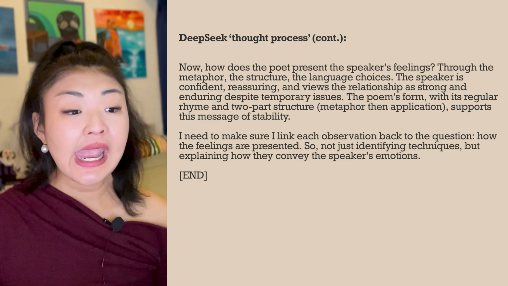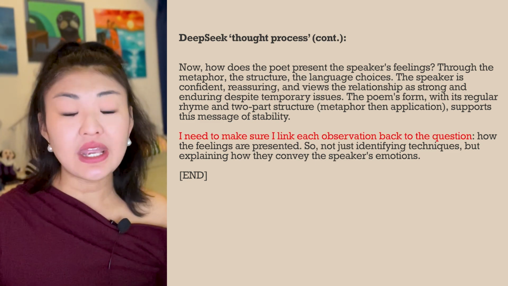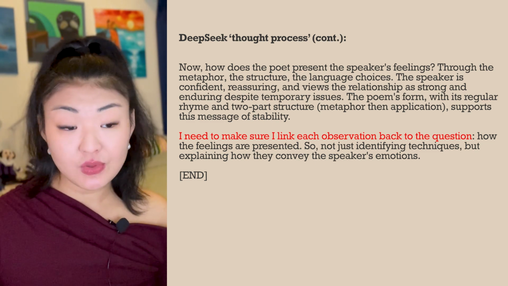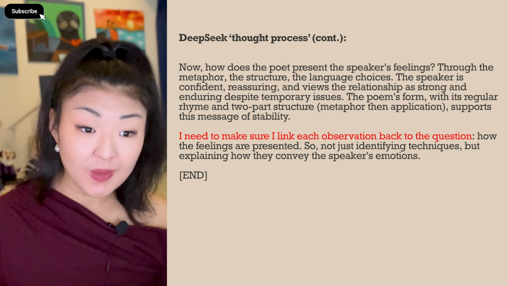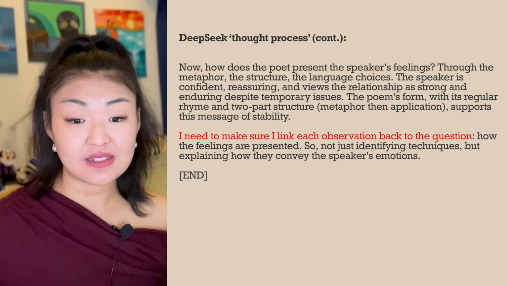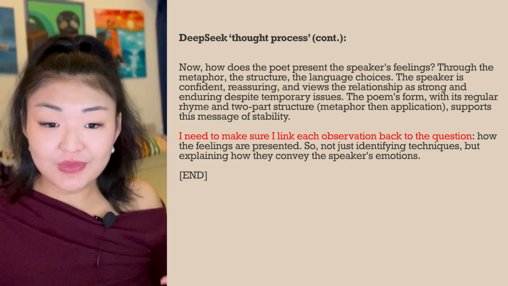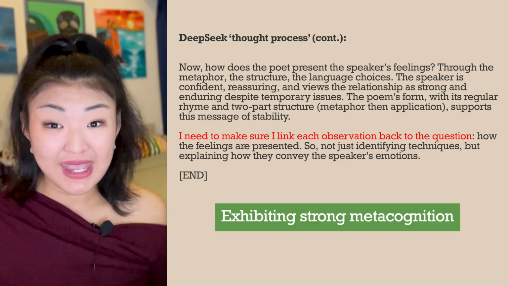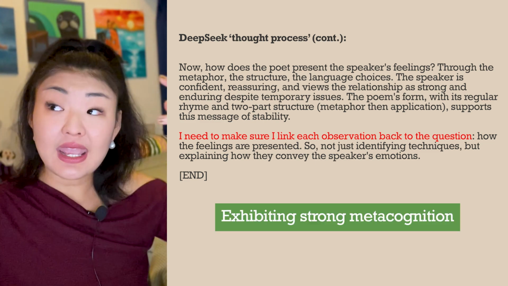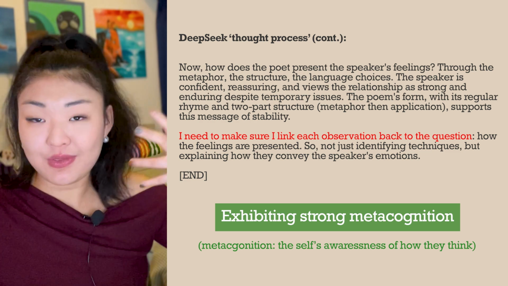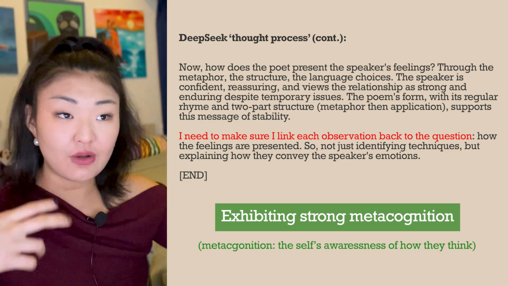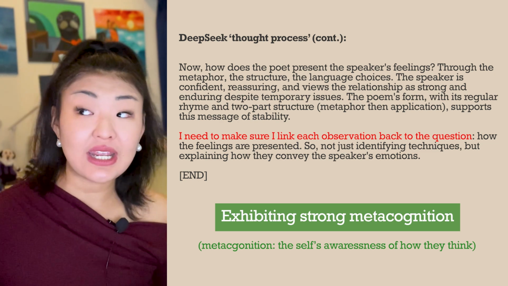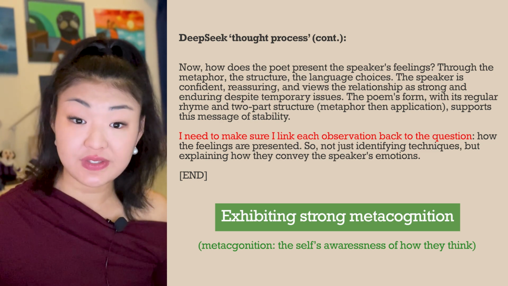But at the end, it's doing something that I think not enough students do, that they should really emulate this AI in doing, which is when it says, "I need to make sure I link each observation back to the question, how the feelings are presented. So not just identifying techniques, but explaining how they convey the speaker's emotions." So the AI here is exhibiting a level of what we call metacognition, right? Metacognition is awareness of how it thinks. Meta, a kind of self-referential, I am aware of how I'm thinking, right? A self-awareness that I feel a lot of students would do well to imitate.